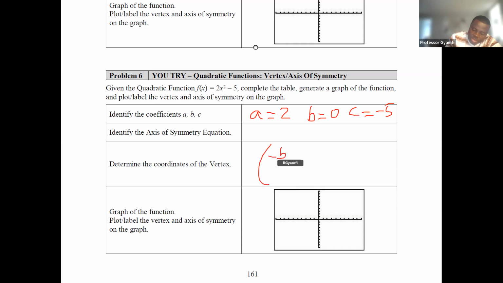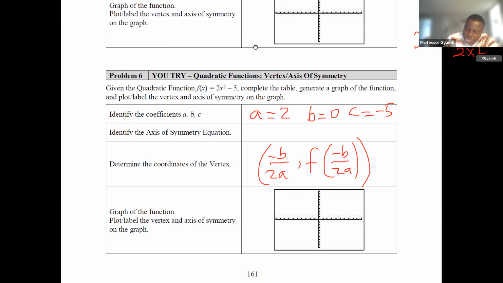I have x equals negative b over 2a. And then y is f of whatever you get for negative b over 2a. You put it in. So let's do that. What is x going to be? Now, our b is 0, so from the top, you get 0. Because you are getting 0 on the top, you know x is going to be 0. And then 2 times a is 2 times 2. So you have x equals 0.